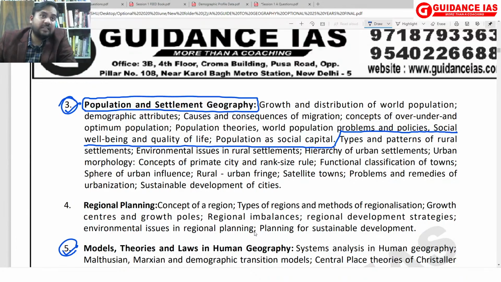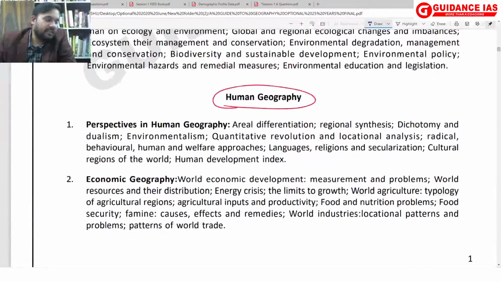I should have ideally started, because in my optional classes I ideally start with perspectives in human geography. But here I am not going to do so, because the first class will become too heavy. It will become too condensed, very difficult for a first class. And the nature of perspectives is that it is a little bit boring, so many of you might not be very comfortable with that. So first let us get comfortable with each other, and that is why I am taking a little lighter topic, which is population geography, and with that we are starting.